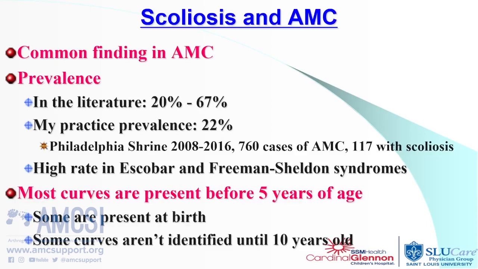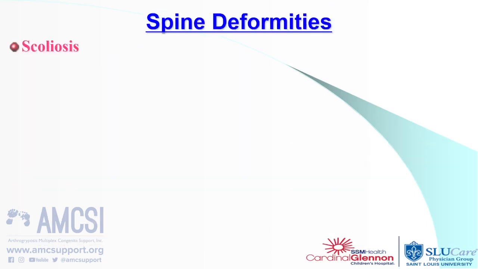Most of the curves present before 5 years of age. Some of these are actually present at birth. We'll talk about that a little bit. And then there are other curves that happen more like typical curves do later in adolescence, but it seems that most of them happen early on.